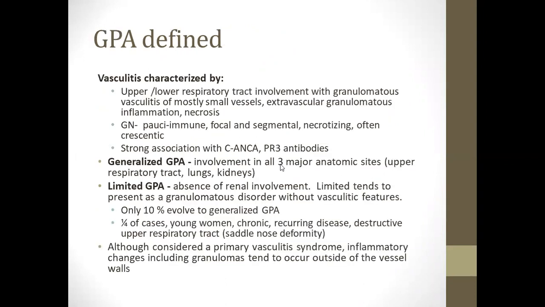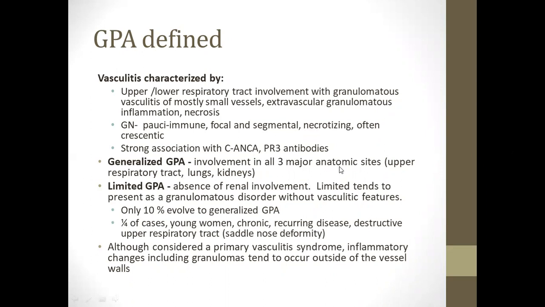GPA, the vasculitis: we see upper and lower respiratory tract involvement with granulomatous vasculitis, mostly small vessel. There can be inflammation and necrosis. The characteristic of the glomerulonephritis, which will come up again, is that it's pauci-immune, focal and segmental, necrotizing, and can be crescentic. There's a strong association for GPA, Wegener's, with ANCA and PR3 antibodies, but just because it isn't that pattern doesn't mean you can rule out GPA, though usually that'll be the antibody pattern you're seeing.